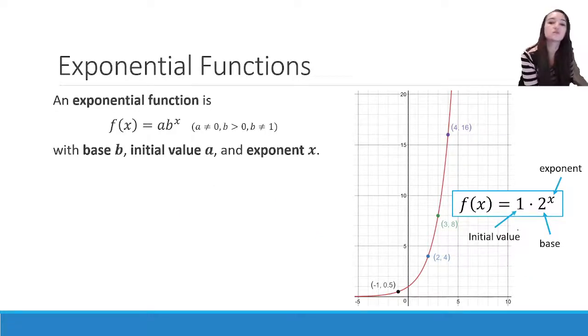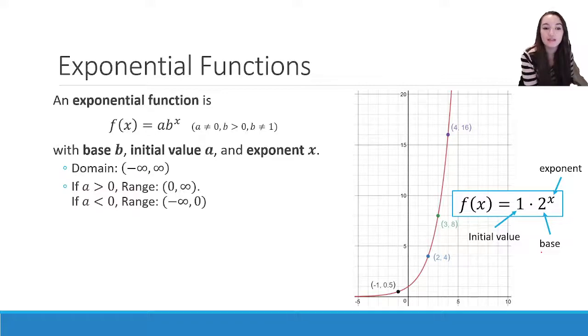So in this case, for the graph shown, we have f of x equals 1 times 2 to the x. 1 is the initial value, so we can see there's this point here at (0, 1). So this 1 is the initial value. It's what happens when x equals 0. 2 is the base, so it's the thing that is being exponentiated, and x is the exponent.